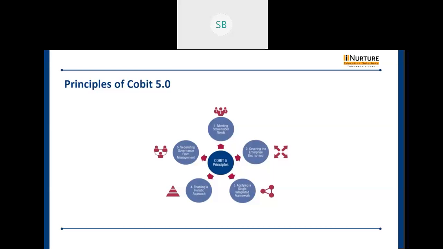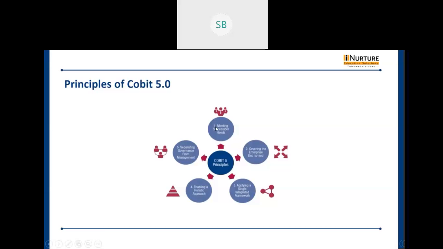It will also provide a set of enablers and principles that can be applied to any kind of company. Whether it's a small, large, or medium size company, these principles can be applied to all kinds of organizations. Now this COBIT framework has 5 types of principles. Okay, so you can see the first is meeting the stakeholder needs.